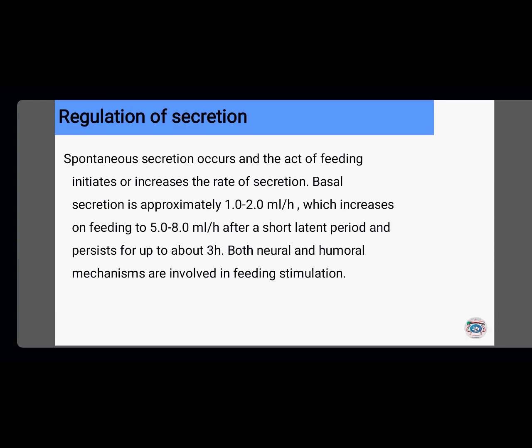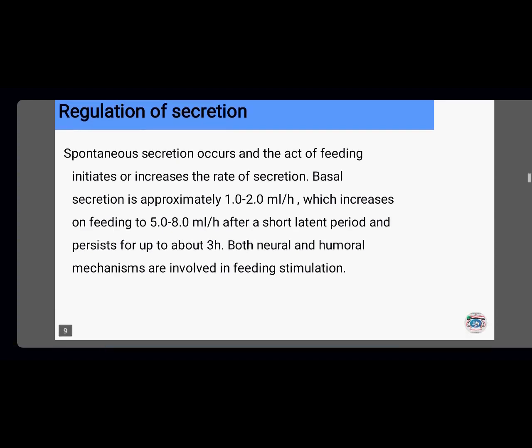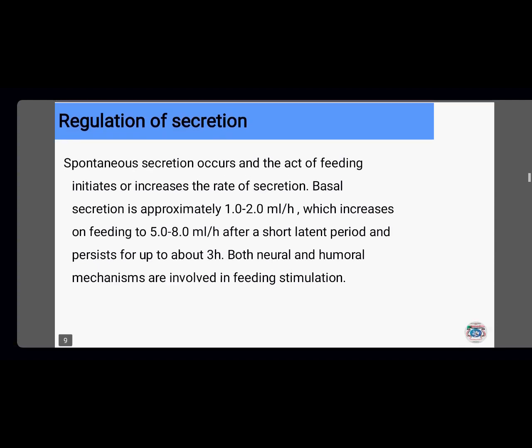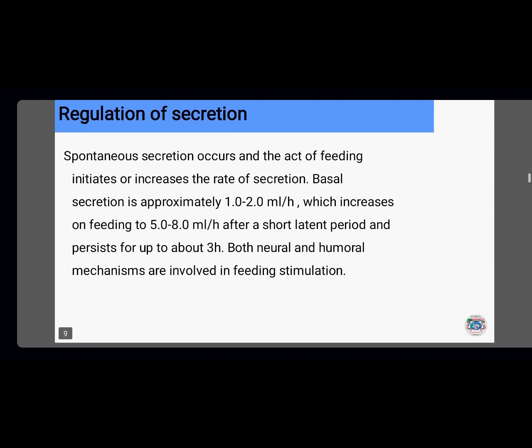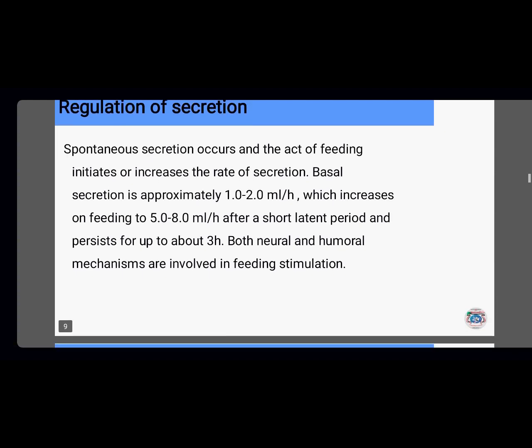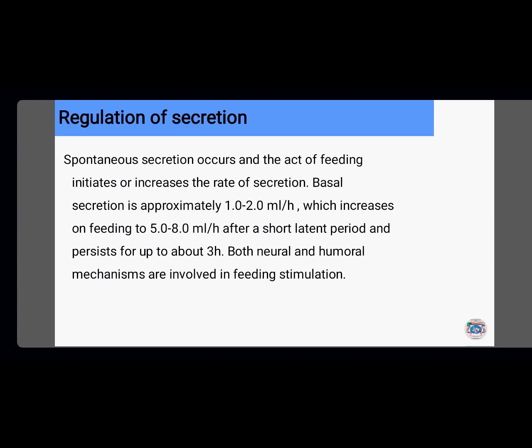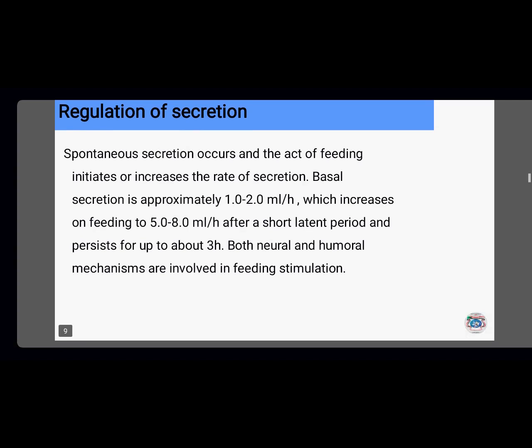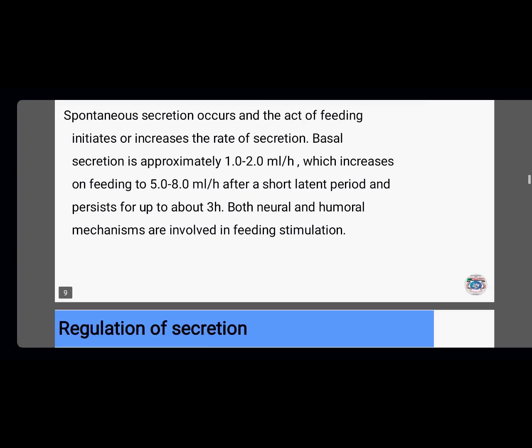But when you ingest something, it increases to 5 to 8 ml per hour. This high increment is due to ingestion or feeding. That means feeding can increase the secretion of the small intestine. Both neural and humoral mechanisms are involved in feeding stimulation. Feeding stimulation can occur through the neurons or through the humoral route. Humoral means hormones.